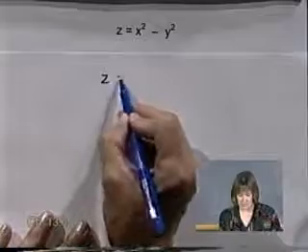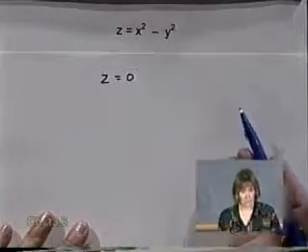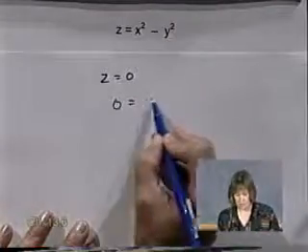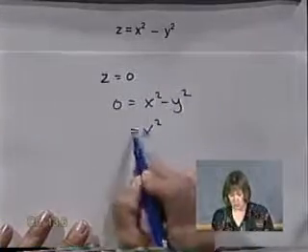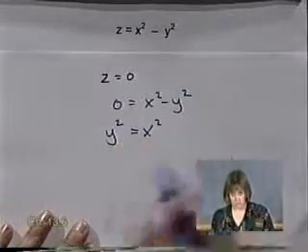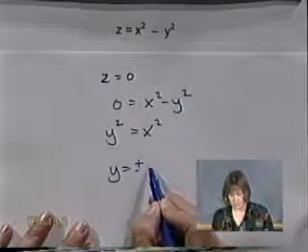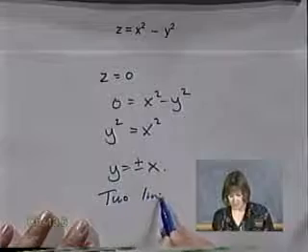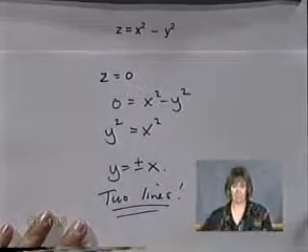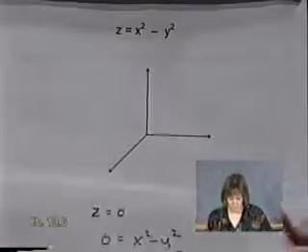Notice, if z is 0, we're in the xy plane, I have 0 equals x squared minus y squared, or I have x squared equals y squared. Take the square root of both sides, y equals plus or minus x. So I'm just getting two lines.